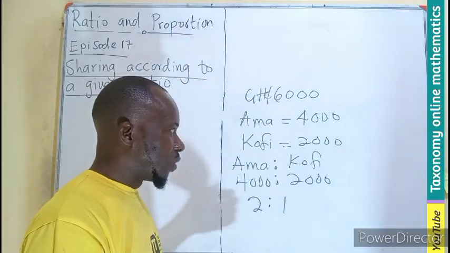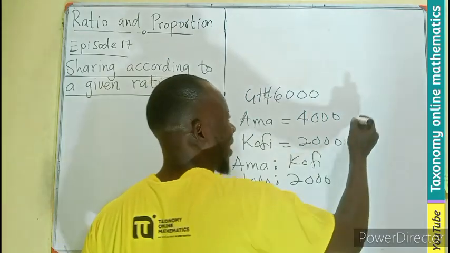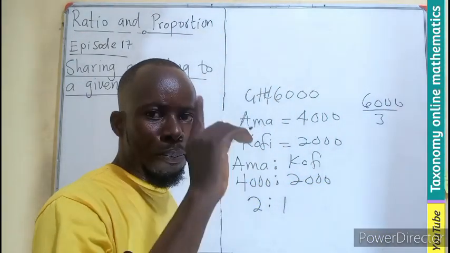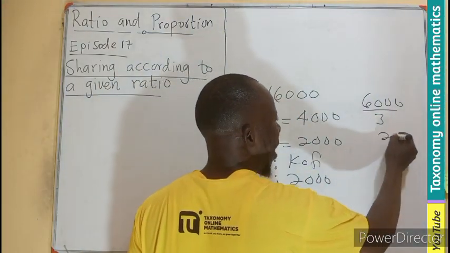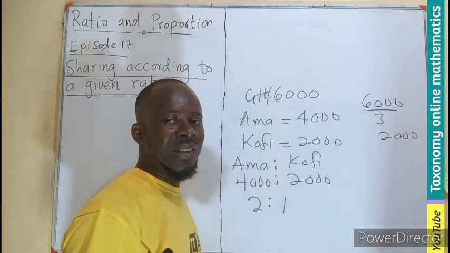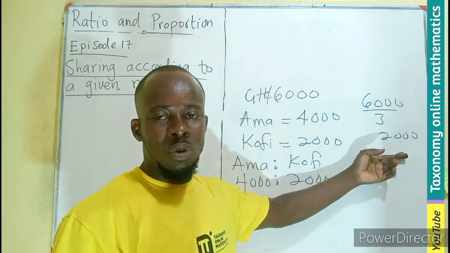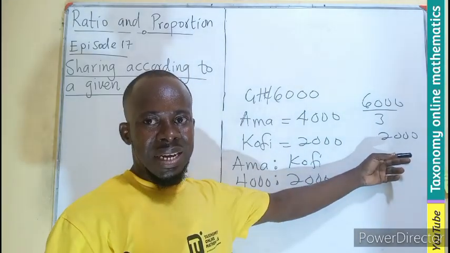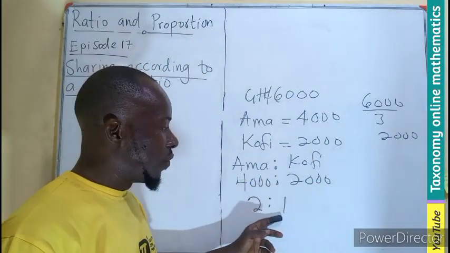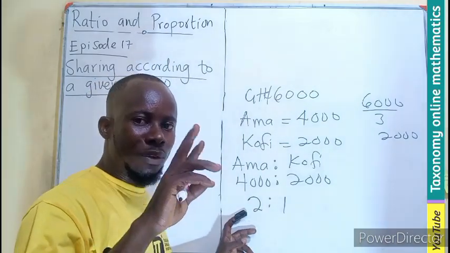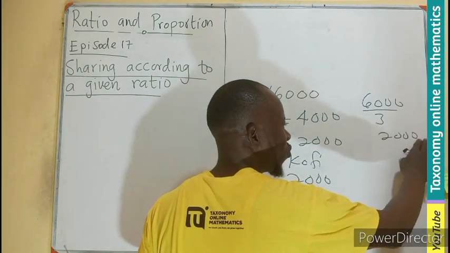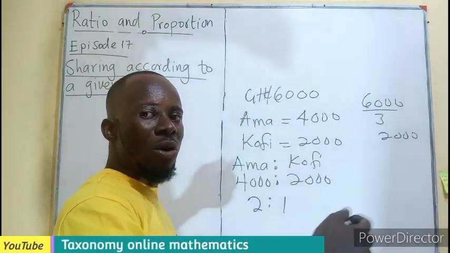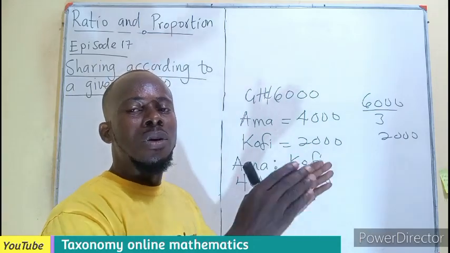That's 3 parts. So if I divide the 6,000 by 3 parts, 1 part is going to be 2,000. That's 6,000 divided by 3, which is 2,000. So the 1 part going to Kofi is 2,000. Ama will be taking 2 parts, meaning you take 2,000 as the first, then 2,000 again. So 2,000 plus 2,000 gives us the 4,000.